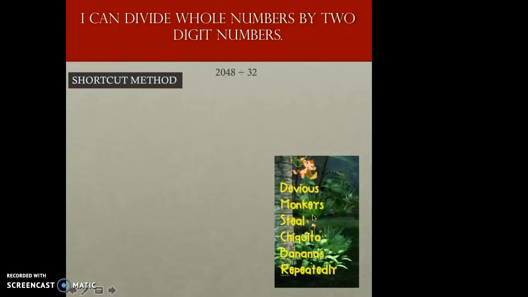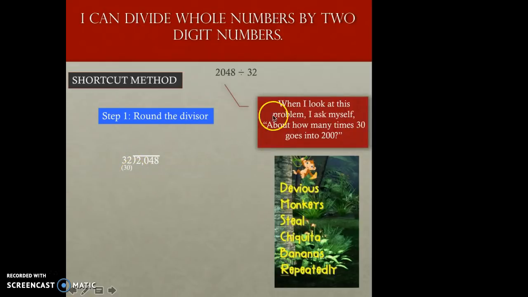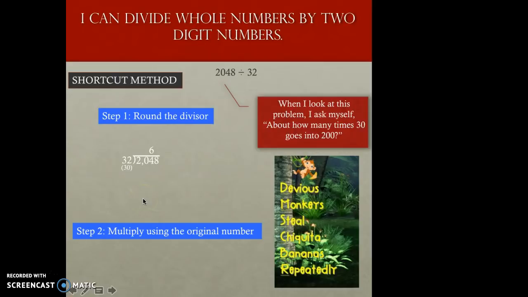Let's see what this looks like with the shortcut method. Same problem. So I'm going to round the divisor again. So I'm going to use 30. And when I look at this, I'm going to ask myself, okay, about how many times will 30 go into 200? So we know that that's 6, because 6 times 30 is 180, but I need to multiply by the original number. So I'm going to do 6 times 32, okay, which is 192.